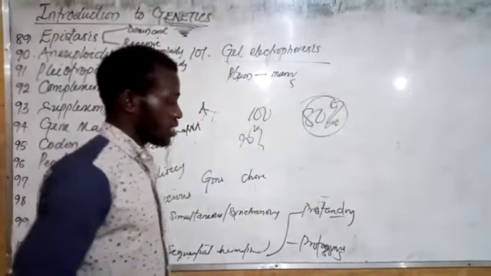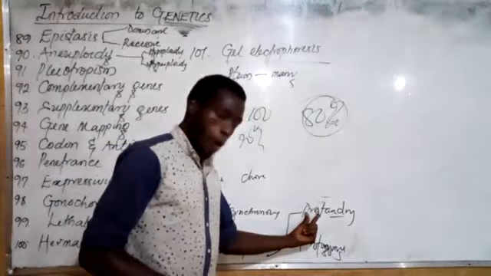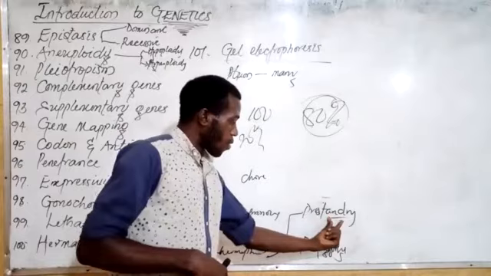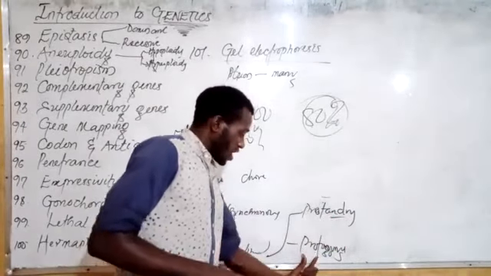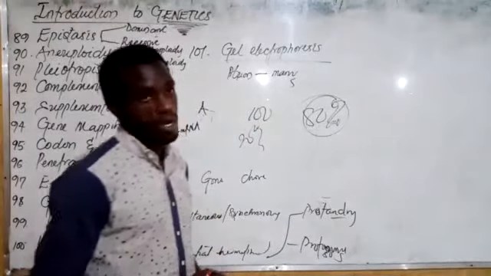Then protogeny is the reverse. So you see, pro meaning before. Protandry is to initially be a male, then switch to female. Protogeny is to initially be a female, then switch to male.